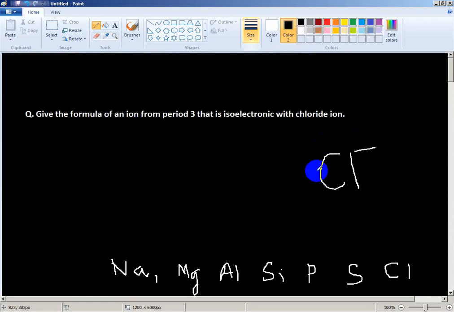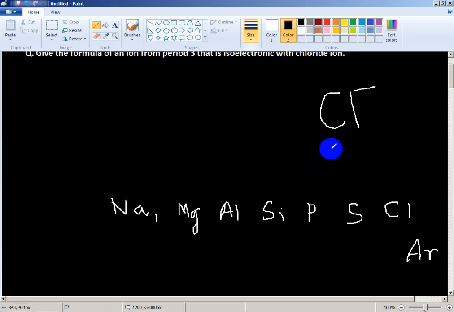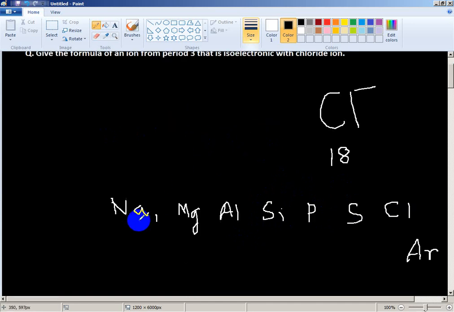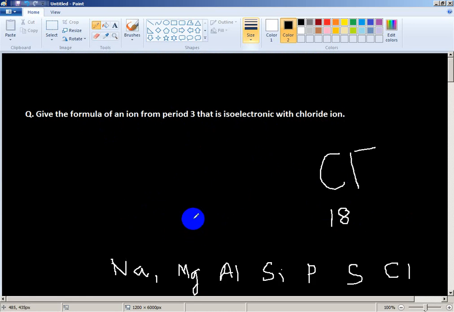Okay, you have to write an isoelectronic of chloride ion. Isoelectronic means the same number of electrons as chloride. Chlorine has 17 electrons. So when it becomes chloride, it has 18 electrons, because it gains 1 electron. One negative charge means it gains 1 electron. So you have to write an ion from period 3 that has 18 electrons. These elements, sodium, magnesium, aluminum, silicon, are period 3 elements. So how will it be 18 electrons?